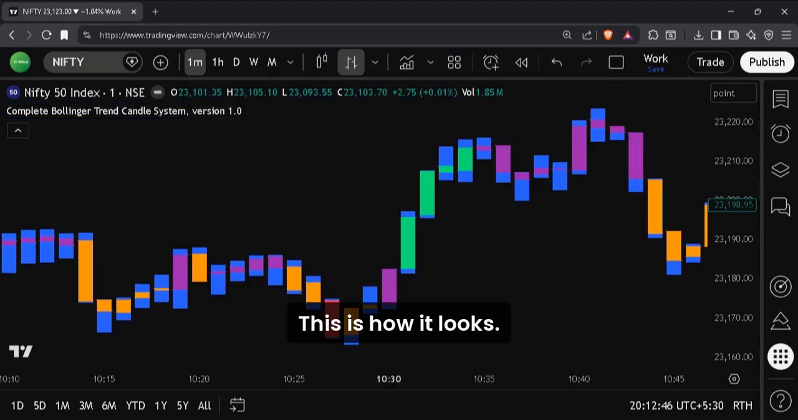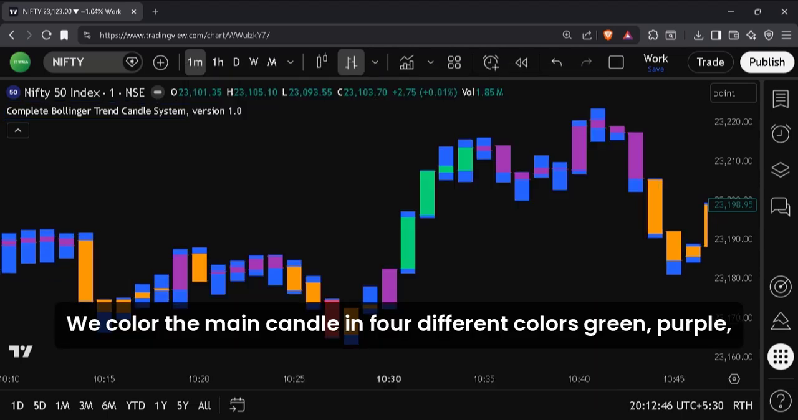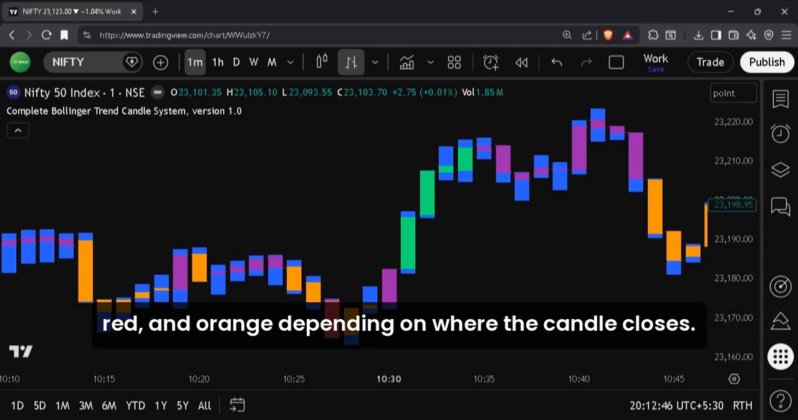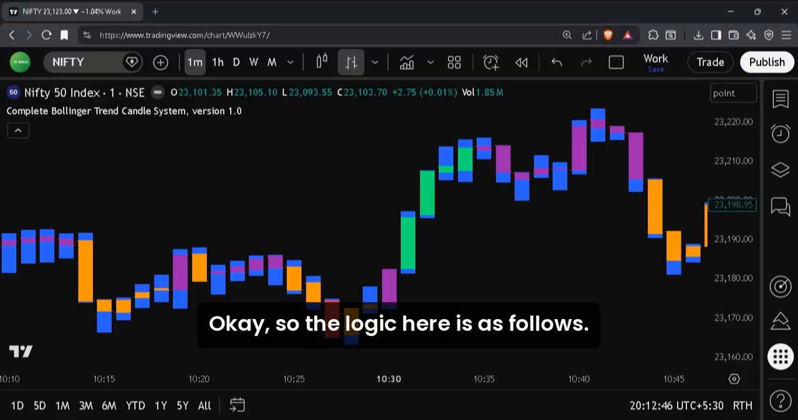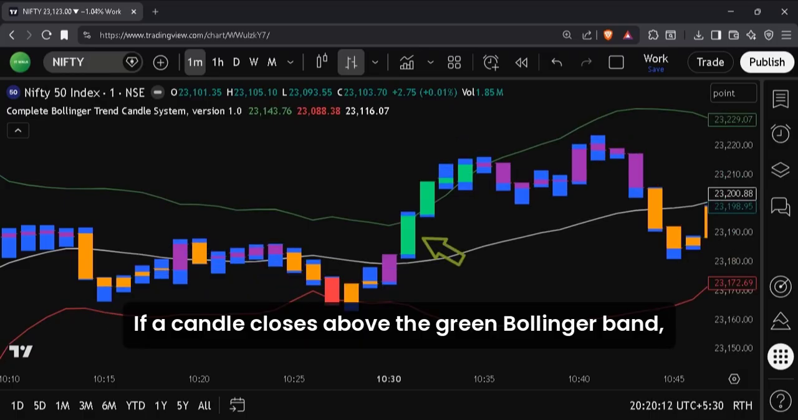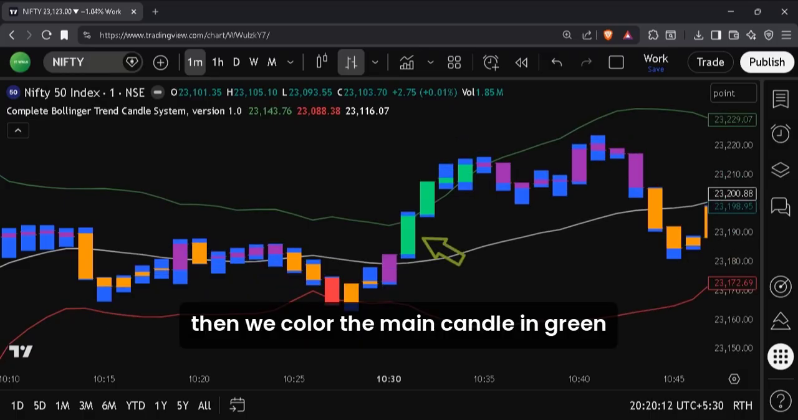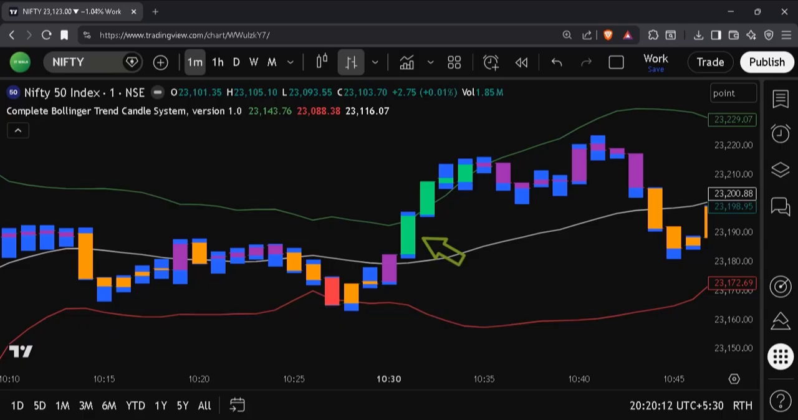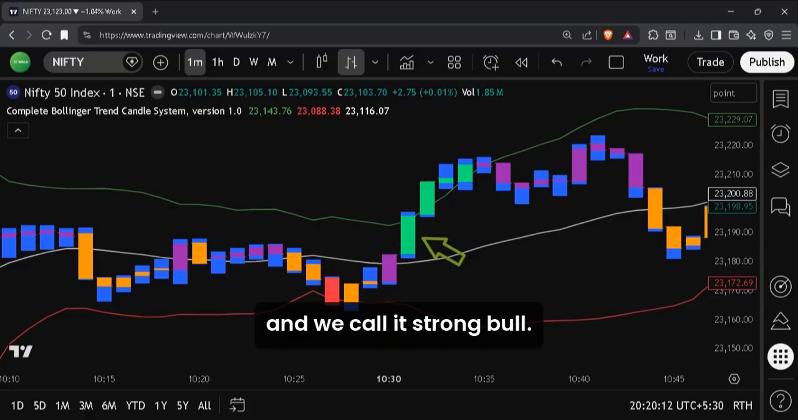This is how it looks. We color the main candle in 4 different colors: green, purple, red, and orange, depending on where the candle closes. Okay, so the logic here is as follows. If a candle closes above the green Bollinger Band, then we color the main candle in green. And we call it strong bull.